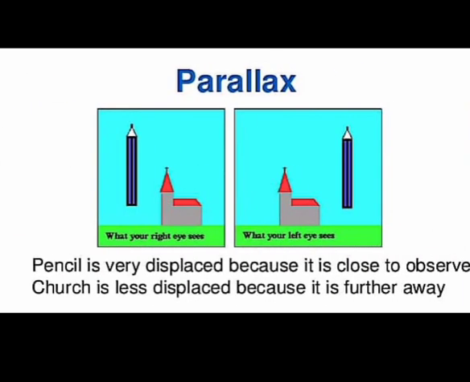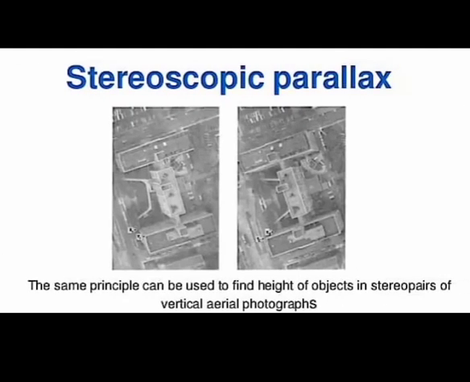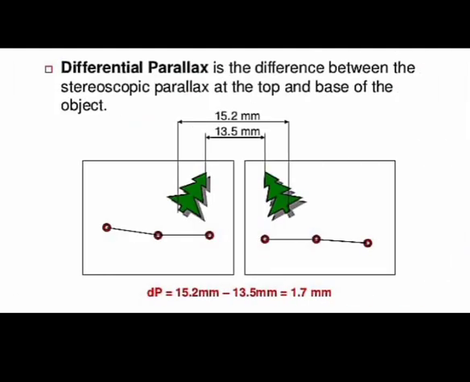Then the same example I have given of the parallax, right? How it can change if you're taking the photos from both the views, right? So it will refer to the apparent change in the relative positions. Parallax, you can see that the same principle can be used to find the height of an object in the stereo pairs of vertical aerial photographs. And differential parallax is the difference between the stereoscopic parallax at the top and the base of the object, that we call differential parallax.